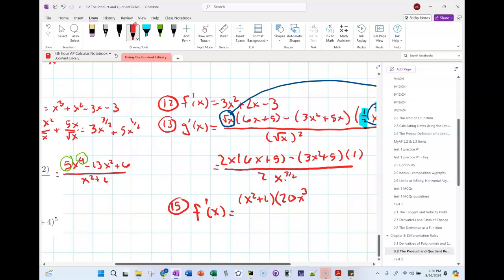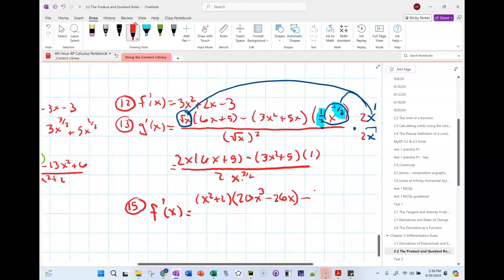Do the next one for me. Negative 26, and then x to the first. Yep. And what's the derivative of a constant? 0. Great memory. We just talked about it, right? And then we have the top. Yeah, give yourself a high five. That's worth celebrating. Do it.